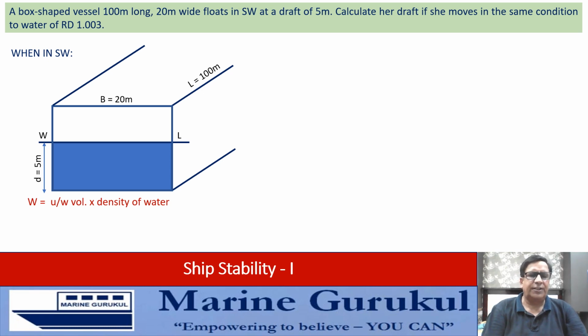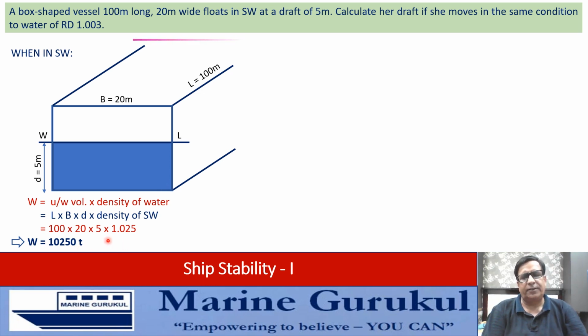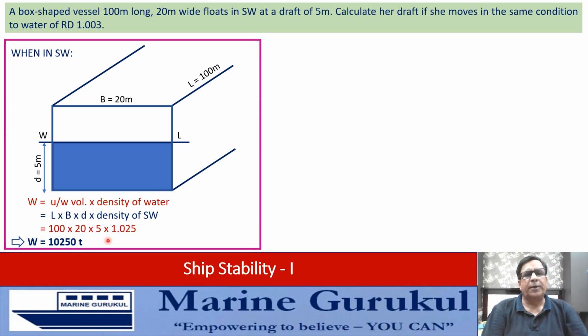Underwater volume in this case, I'm sure we are now comfortable, shall be this cross-sectional underwater area, that is the breadth multiplied by the draft and then multiplied by the length. It's cuboidal, length into breadth into draft, and multiplied by density of seawater 1.025. When we put these values, that gives us the displacement of the vessel as 10,250 tons. So by solving her condition in seawater, we have been able to get the displacement of this vessel.